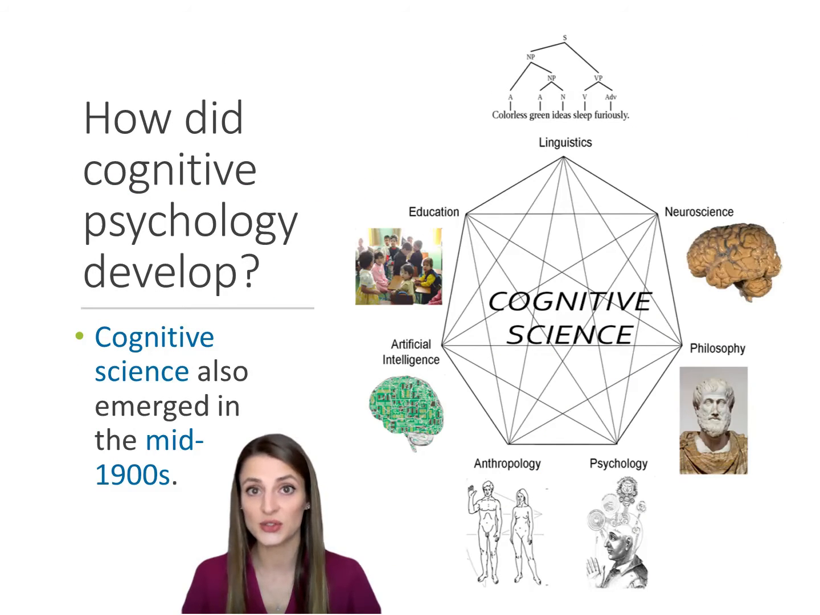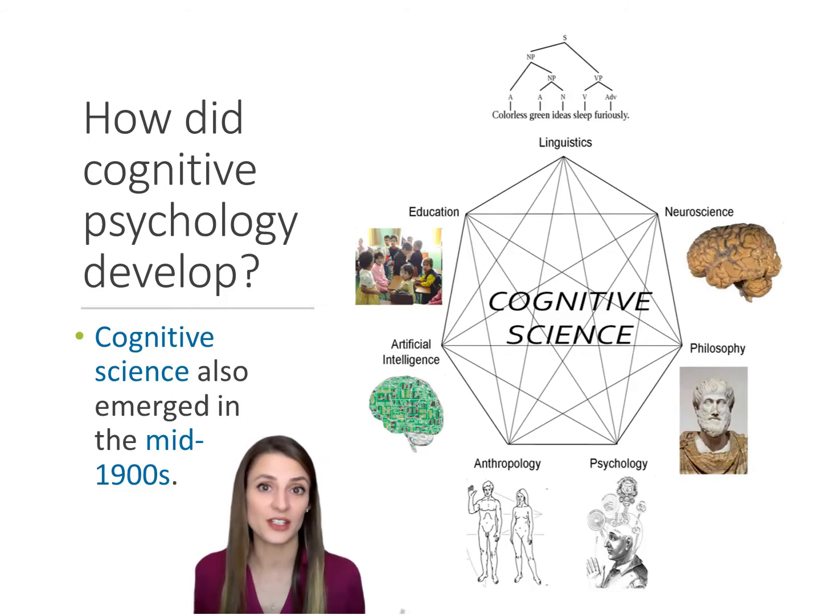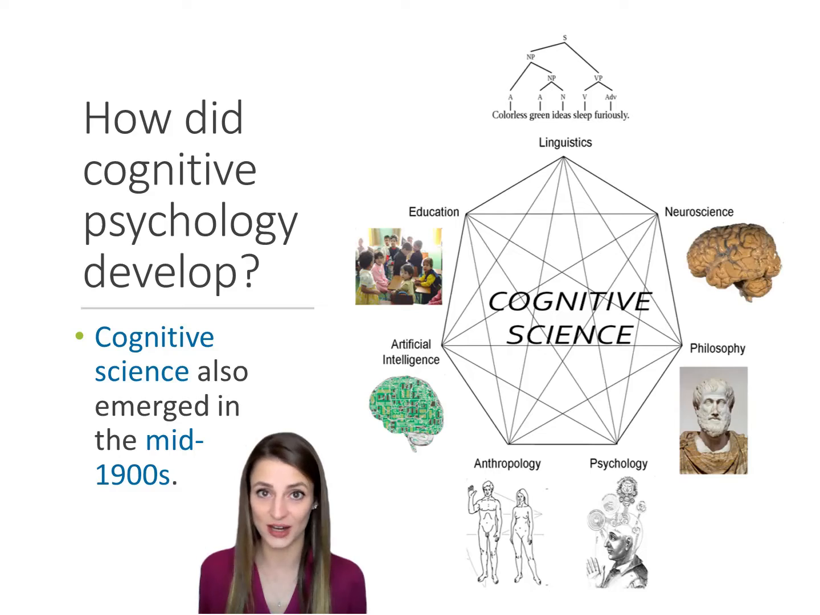Cognitive psychologists were not the only ones who were interested in cognition in the mid-1900s. Cognitive science is the name of the broader field that developed at the same time cognitive psychology developed. This is another one of the factors that allowed this subfield to develop at the time that it did. There were others, anthropologists, educators.